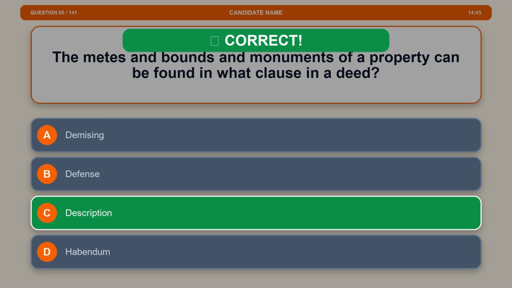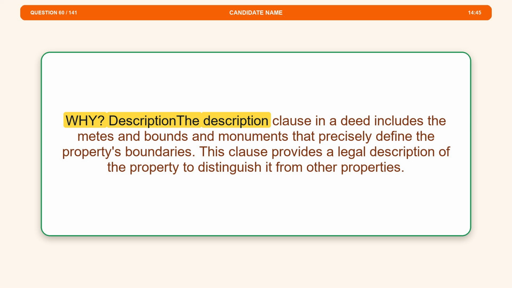The correct answer is option C. Description. The description clause in a deed includes the metes and bounds and monuments that precisely define the property's boundaries. This clause provides a legal description of the property to distinguish it from other properties.